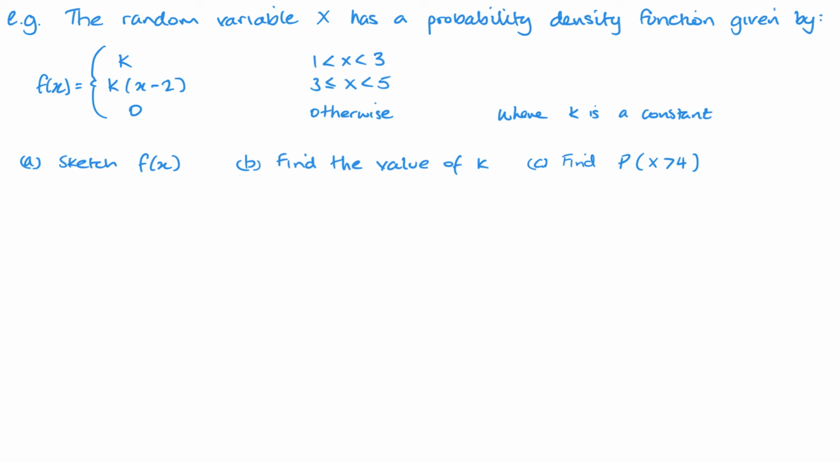So here we have a very similar example to the last one. What you will notice is that in this one, my f of x has 2 functions essentially. This first one, which is simply k, is between 1 and 3, and then my second one, where we've got k brackets x minus 2, is between 3 and 5. So for my p.d.f, I've essentially got 2 graphs, or 2 functions stitched together. That's probably the easiest way to think about it.